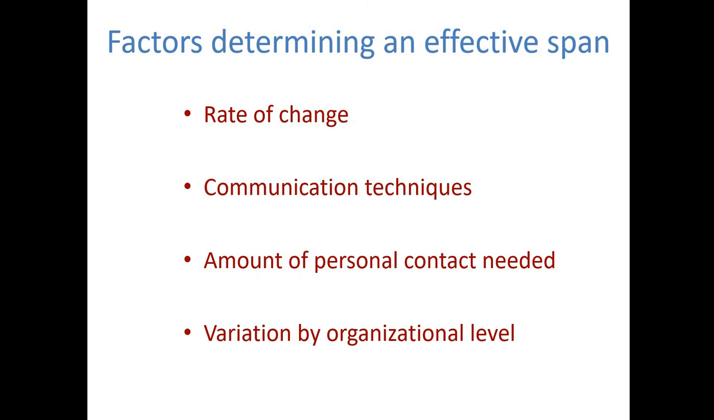Then we have rate of change. This is the rate of change in the environment, the economy. If your environment is changing very fast, government policies are changing, demand and supply is changing, people's needs are changing, then you have to respond very fast. So therefore, you will work better with a narrow span because it is faster to communicate. But if the rate of change is very slow, then you can continue with a wide span.